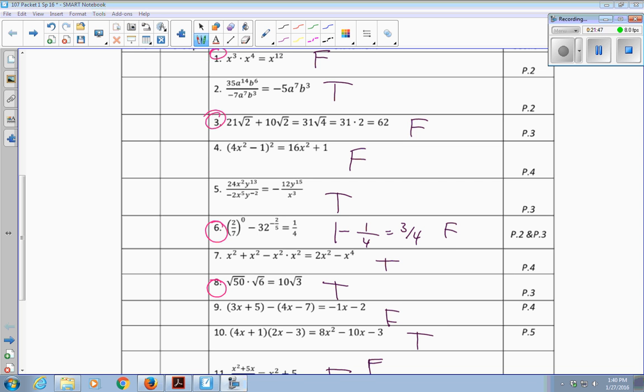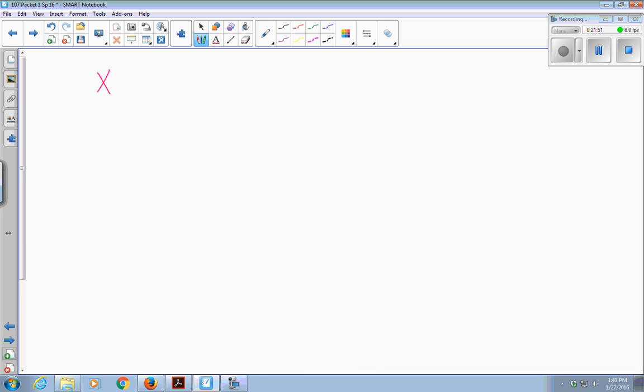All right, so let's look at 1, x cubed times x to the 4th. I think most people actually got this, but I do want to remind you, because several tables were talking about how do you add them or do you multiply them. So it helps you remember the rule to think about what exponents mean. What does x cubed mean?